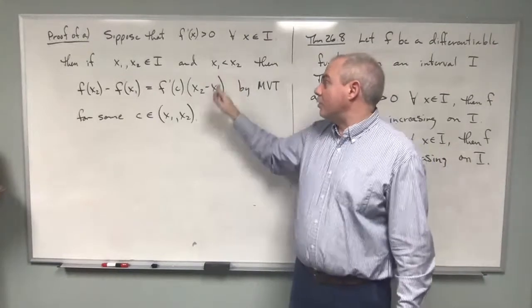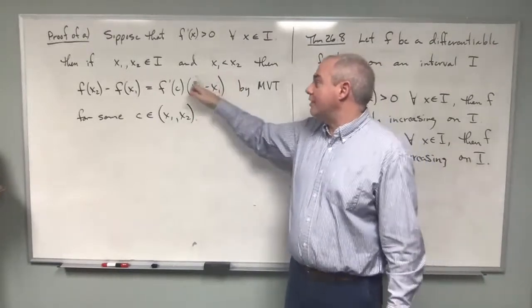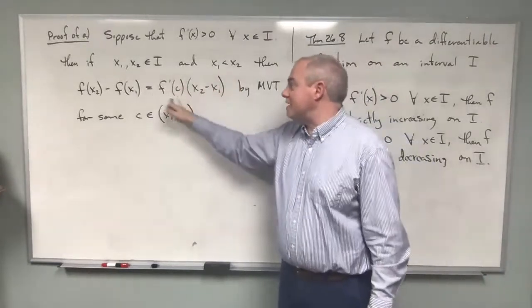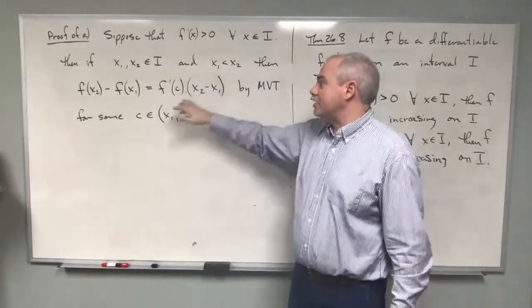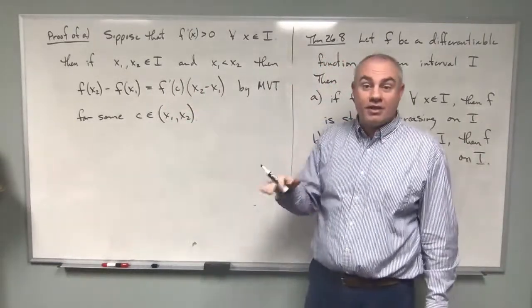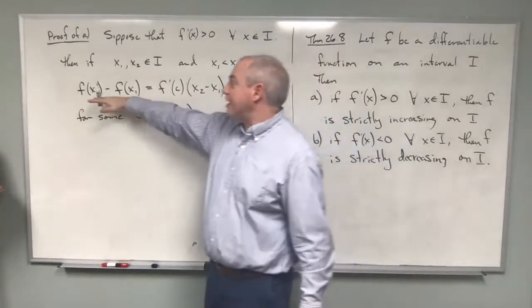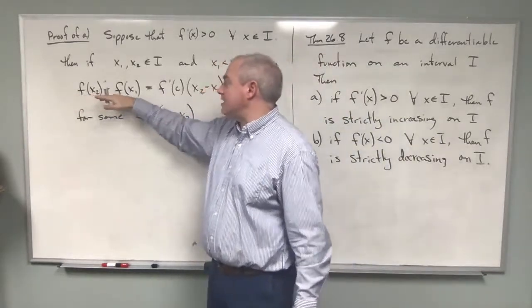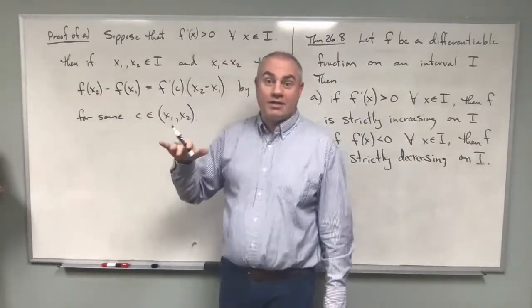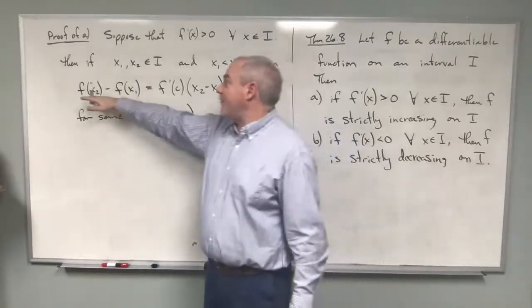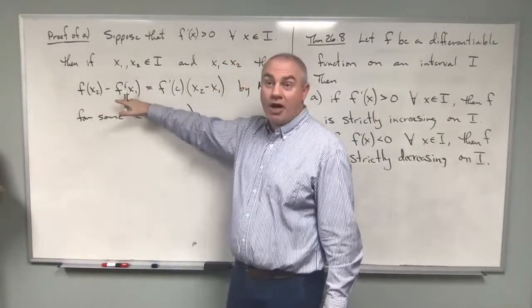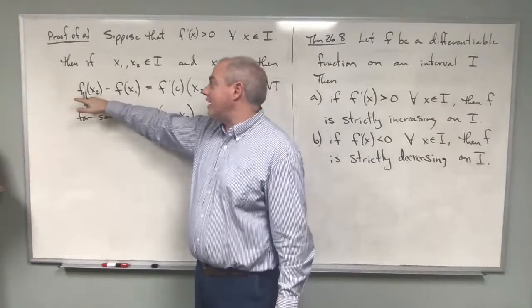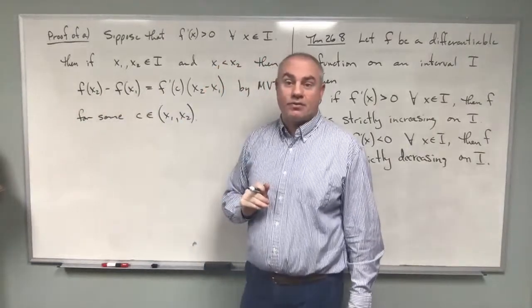x2 is the bigger one. So x2 minus x1, that's positive. So this guy's positive, this guy's positive, positive times positive is positive. And so this value, f of x2 minus f of x1, that's positive. But if f of x2 minus f of x1 is a positive number, that means that f of x2 must be bigger than f of x1.